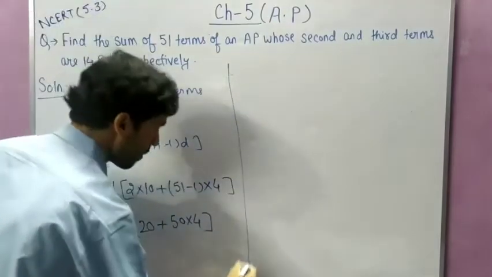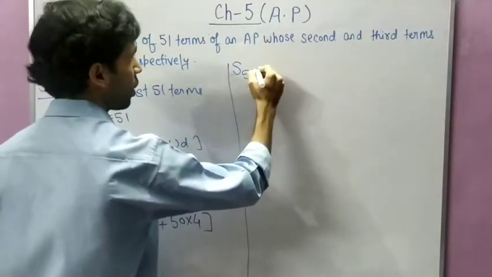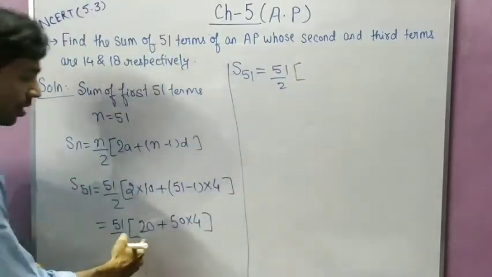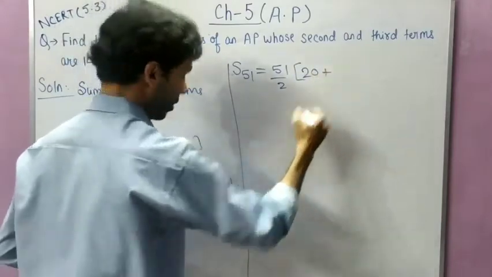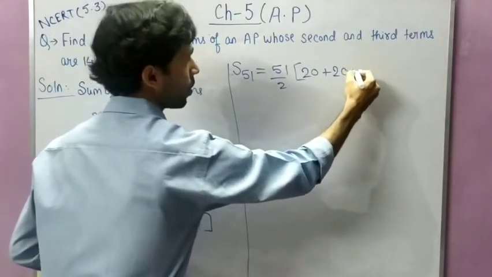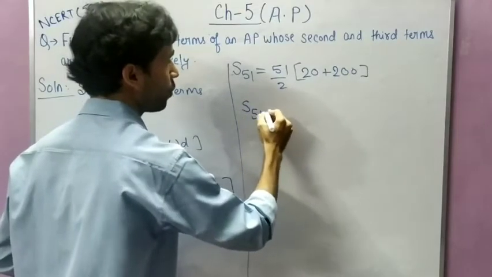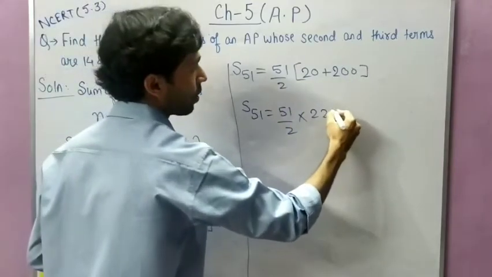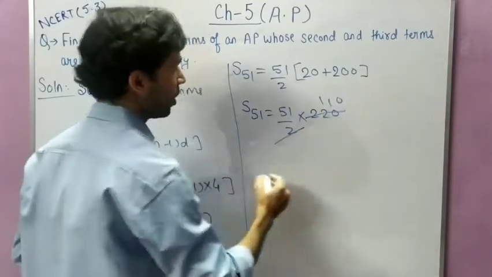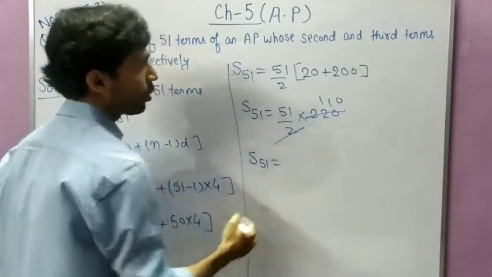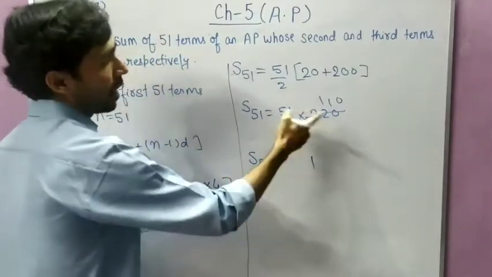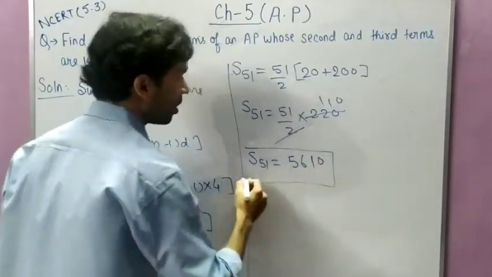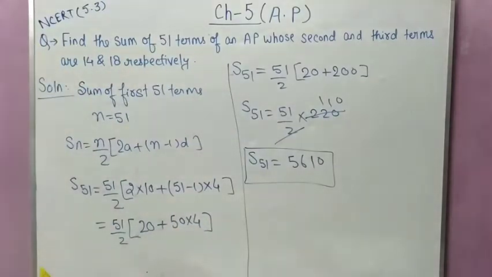Now S51 equals 51 upon 2 and in bracket 20 plus 200. So S51 equals 51 by 2 into 220. It will be cancelled, 110 times. So S51 will be equal to 51 times 110, which is 5610. So 5610 will be the sum of the first 51 terms. Okay.